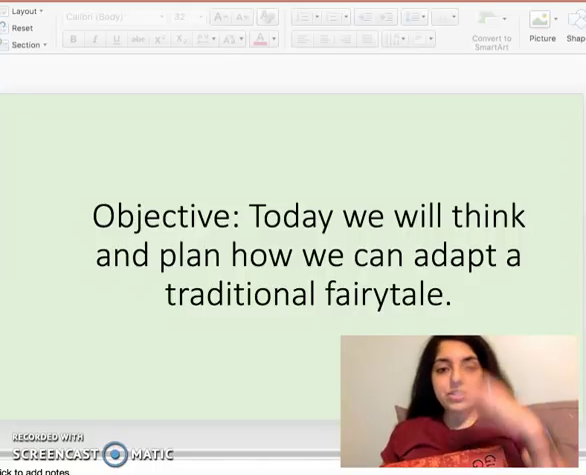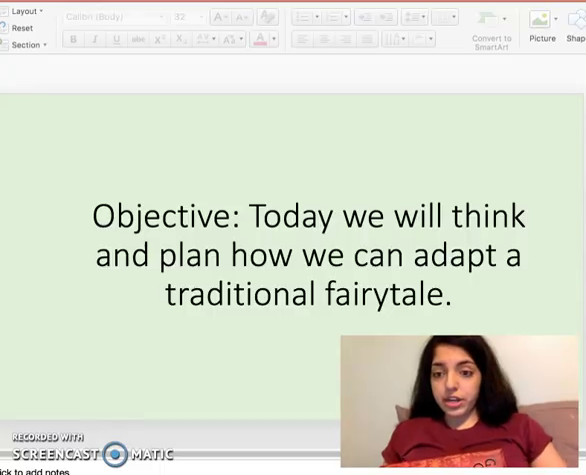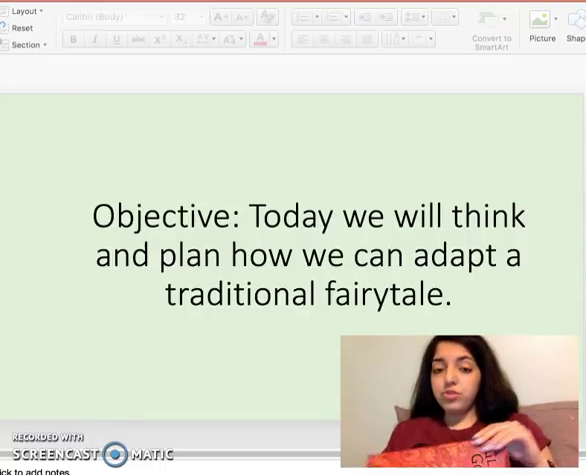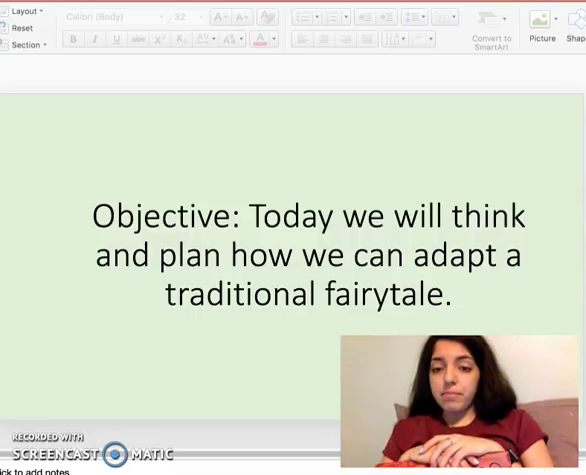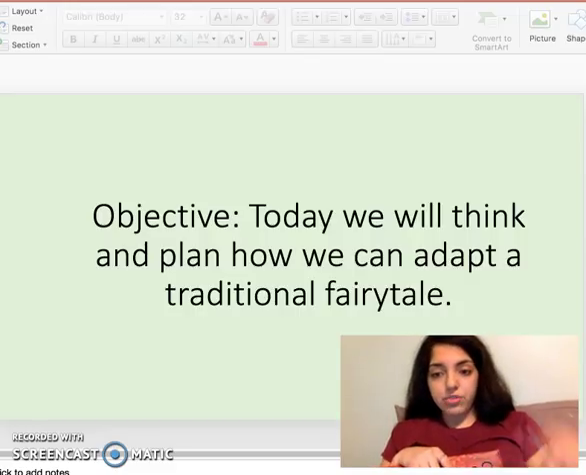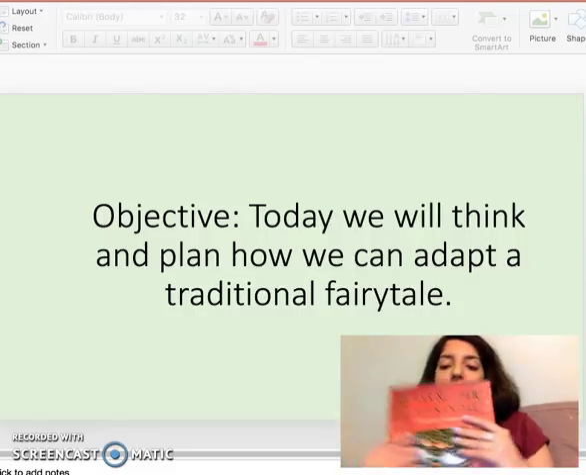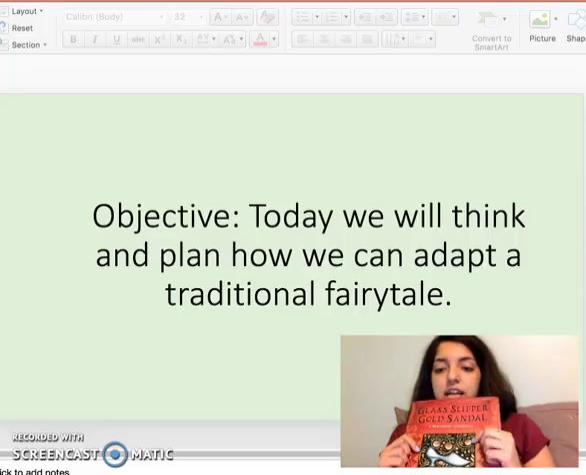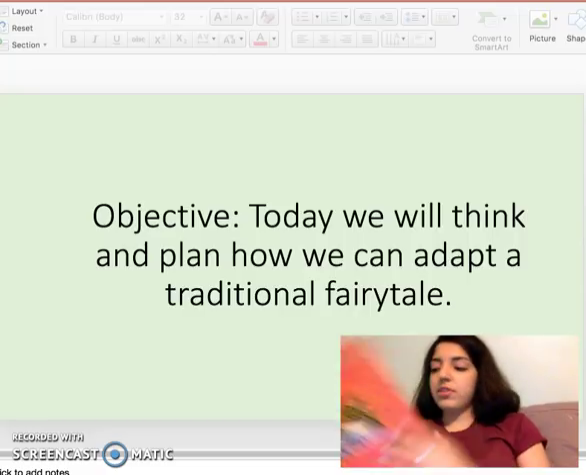Hello, boys and girls. So today we are going to be working on our Once Upon a Time unit, and our objective for today is we will think and plan how we can adapt a traditional fairy tale. So I am going to read, and you are going to follow along to this book. So, Glass Slipper, Gold Sandal.